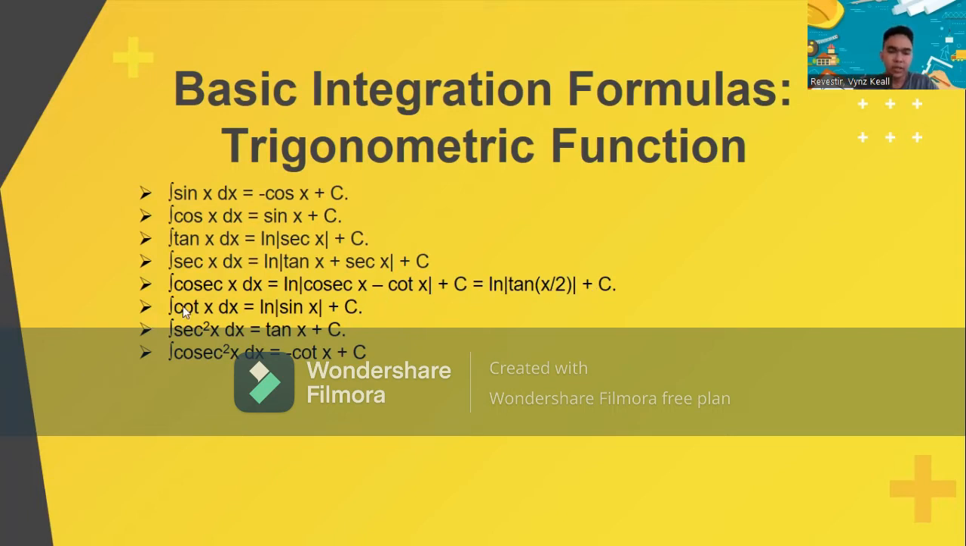Next is the integral of cotangent x dx, which is equal to the ln of sine x plus c. Next is the integral of secant squared x dx, and it is equal to tangent x plus c. Next is the integral of cosecant squared x dx, and it is equal to negative cotangent x plus c.